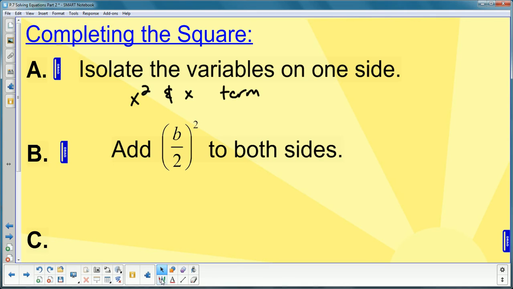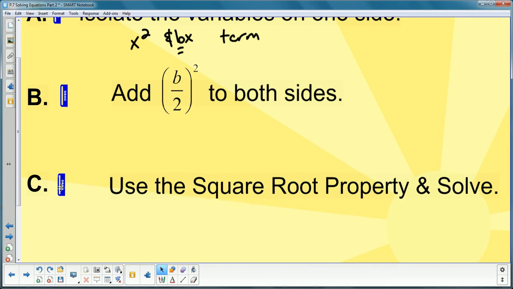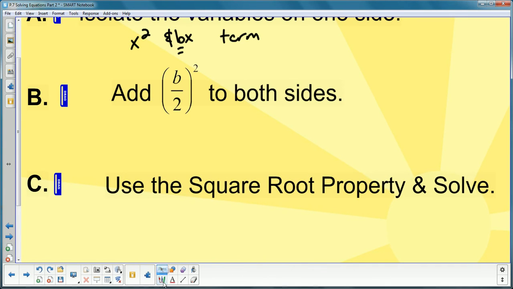So remember that b comes from the value right in front of the x. So we're going to take that, divide it by 2, square it, and add it to both sides. After we do that, it will be factorable. Okay, so we're going to use the square root property and solve.